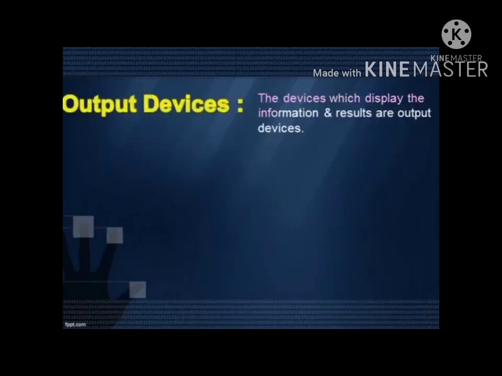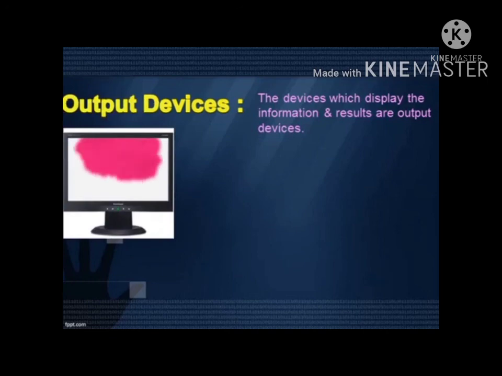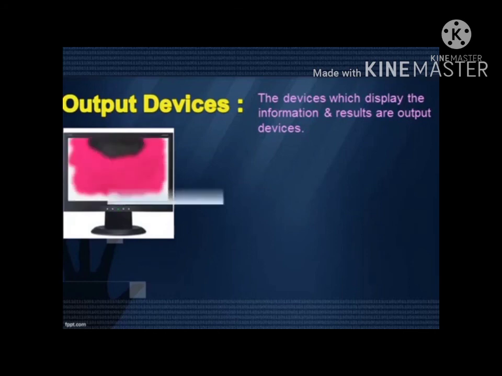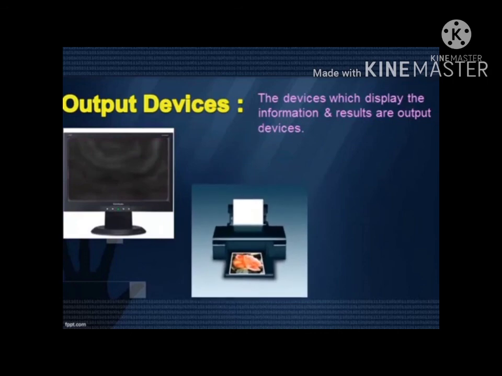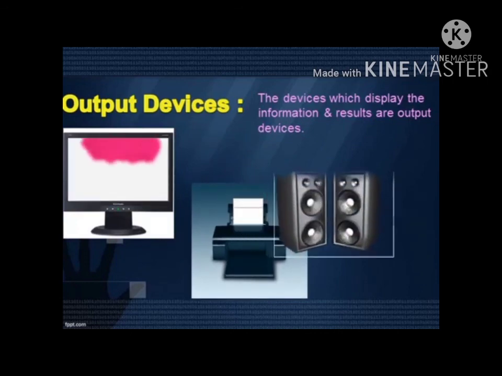Output devices. The devices which display the information and results are called output devices. Example, monitor and printer. Monitor. A monitor looks like a television screen. Whatever you type on the keyboard can be seen on the monitor. It also displays the processed information. Printer. It prints the output that you see on the computer screen on paper.